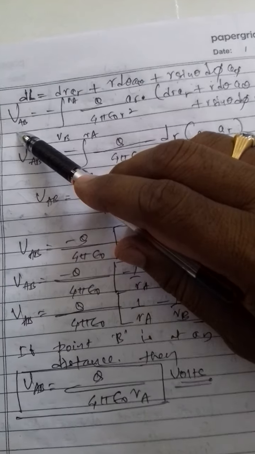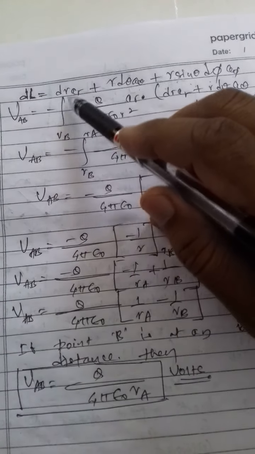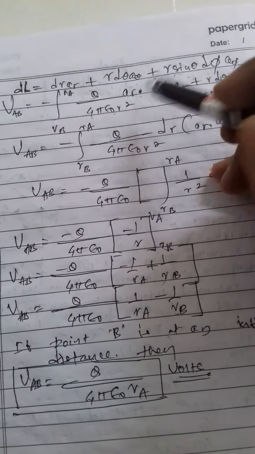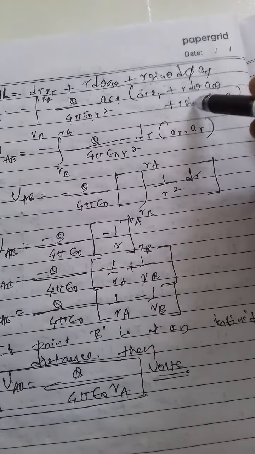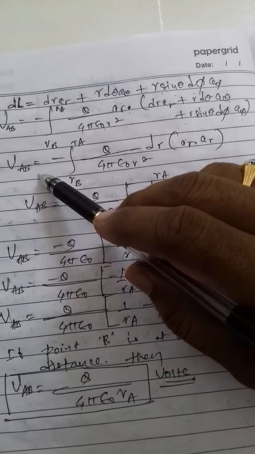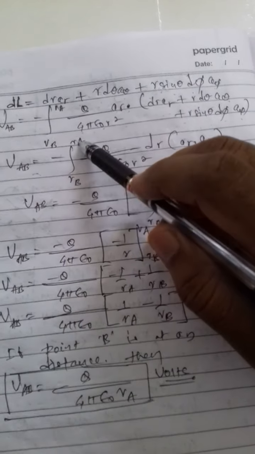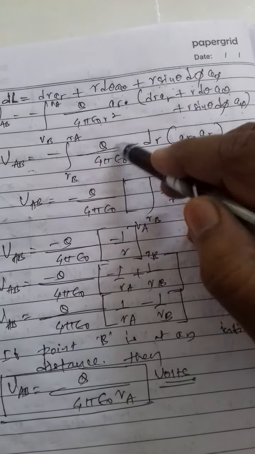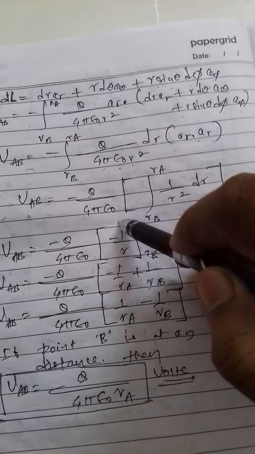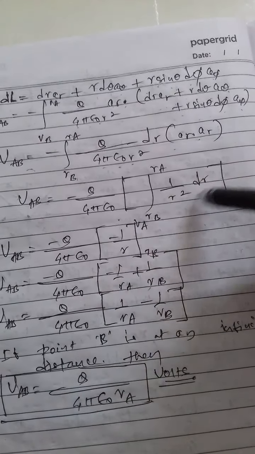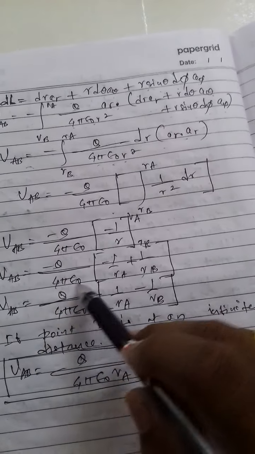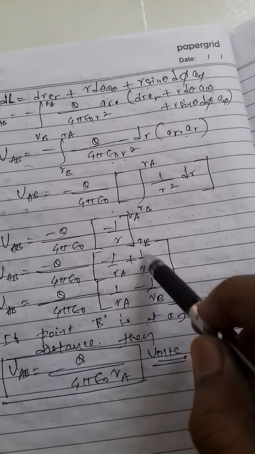Then the potential difference between the points A and B is equal to minus integral RB to RA Q upon 4 pi epsilon naught R square ar dot dr ar plus r d theta a theta plus r sin theta d phi a phi. Potential difference is equal to minus Q upon 4 pi epsilon naught integral RB to RA 1 upon R square dr, which is equal to minus Q upon 4 pi epsilon naught times minus 1 by R from RB to RA, that is minus Q upon 4 pi epsilon naught into minus 1 by RA plus 1 by RB.